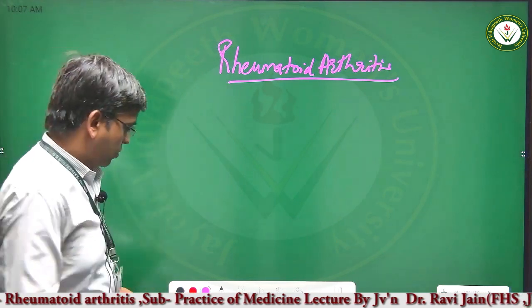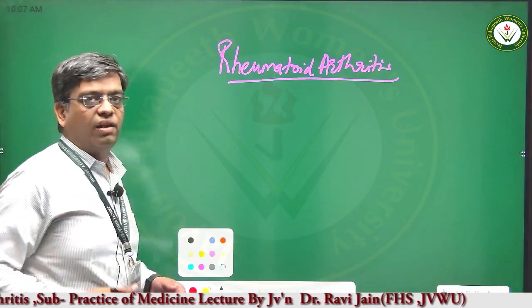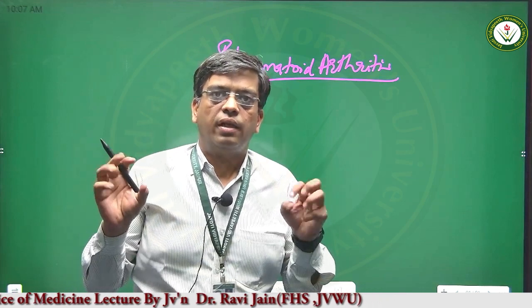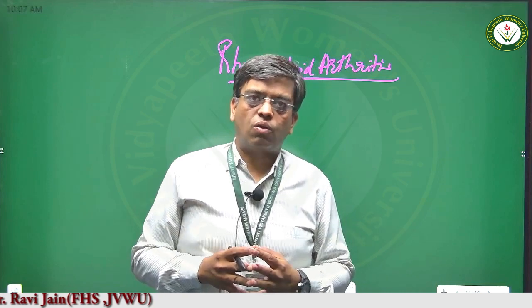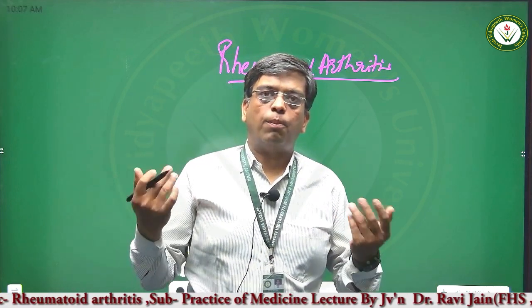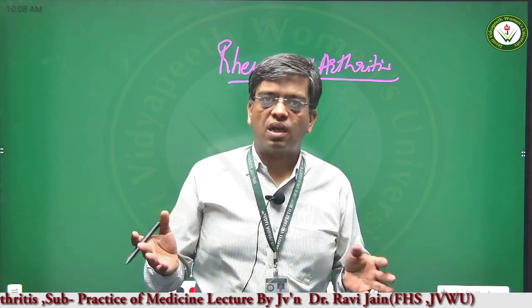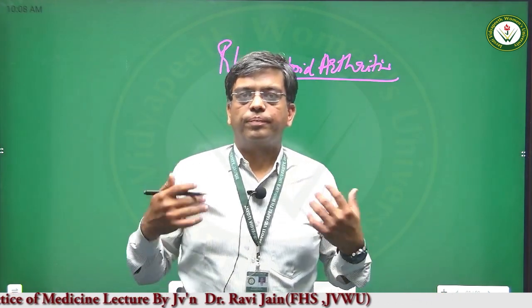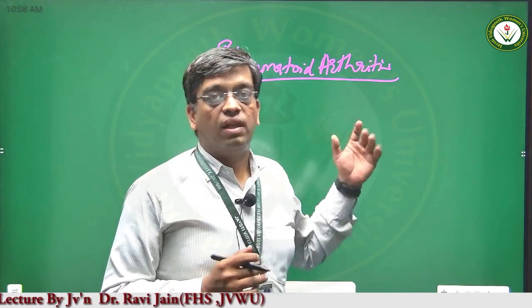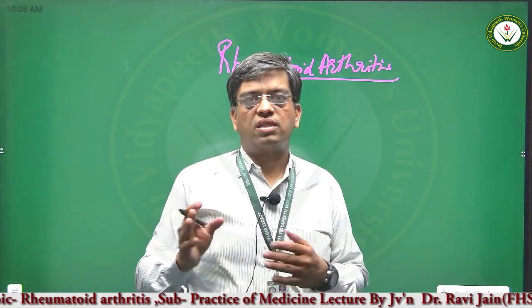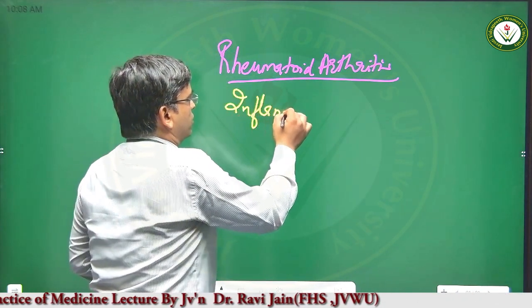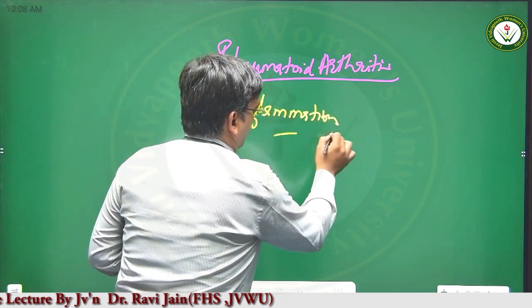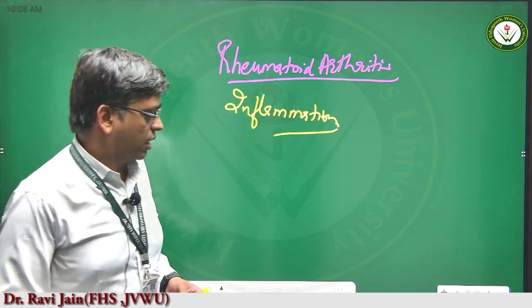What is rheumatoid arthritis? Rheumatoid arthritis is basically a chronic inflammatory disease condition of the joints, causing symmetrical, peripheral polyarthritis. Multiple joints are involved, symmetrical joints are involved, and they become inflamed. As we have discussed, osteoarthritis was a non-inflammatory condition, whereas rheumatoid arthritis is an inflammatory condition. Here we have inflammation of the joints.